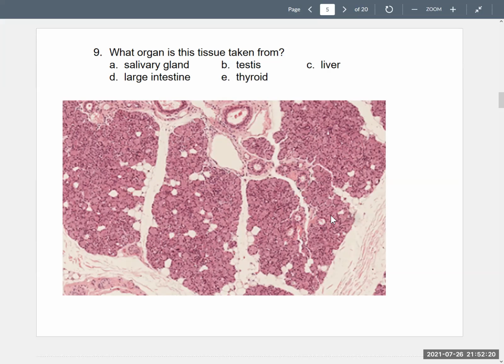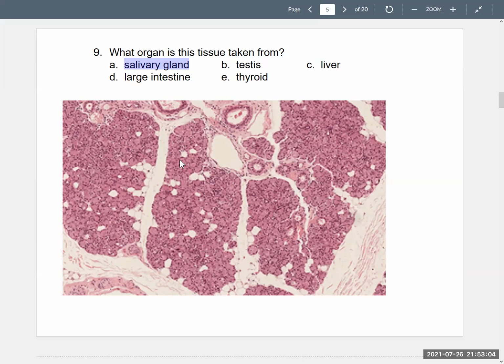This question simply says, what are you looking at? Okay, let's look at it and say salivary gland. That's a maybe. Testes, doesn't look anything like that. Liver, we just looked at, doesn't look anything like this. Large intestine, the one that looks like an octopus, no way. Thyroid, oh well, you probably tell Charlie that we didn't do thyroid. That's true. And that's not the answer. It's salivary gland.